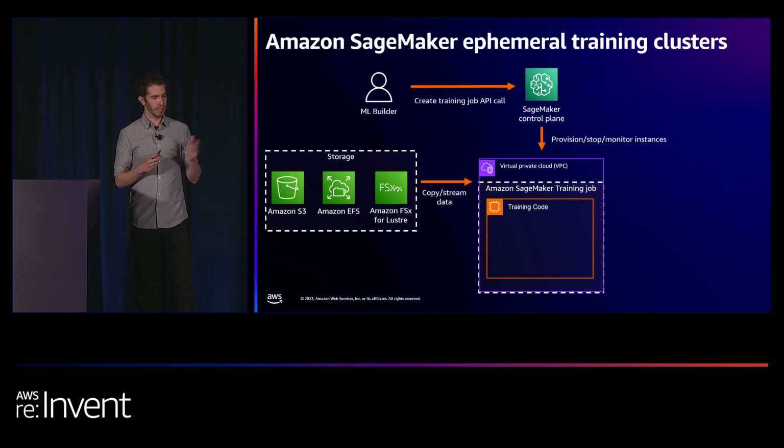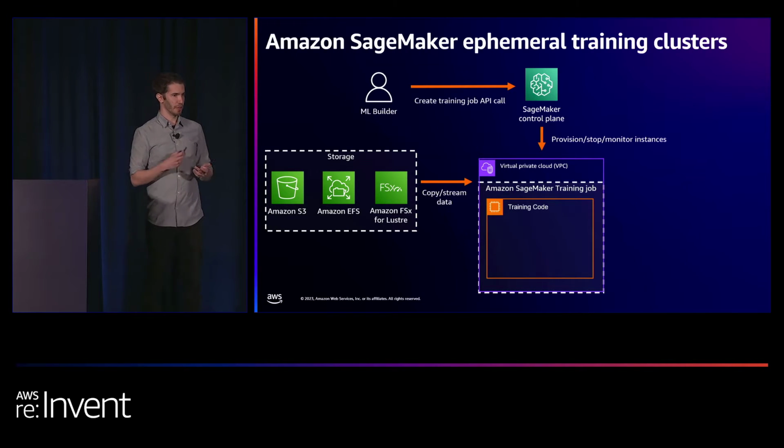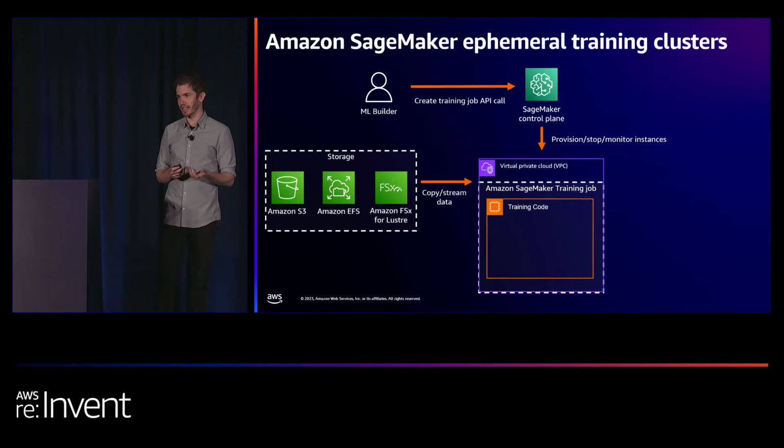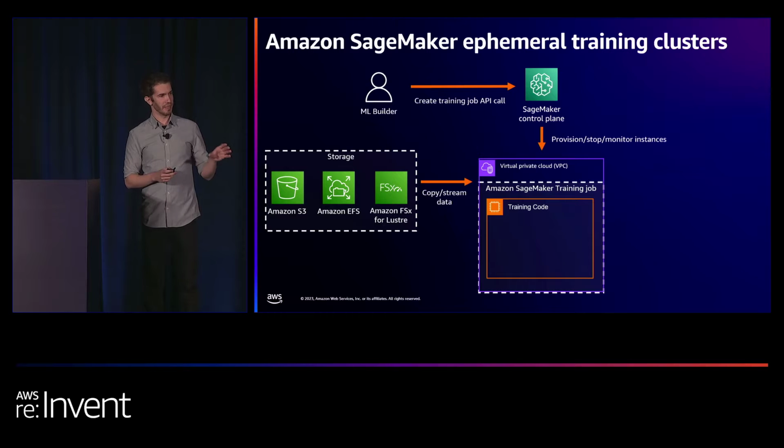SageMaker will then load data from S3, EFS, or FSx for Lustre, and you have options to either copy or stream the data. Depending on your dataset size, one of those might be more applicable. But again, and you'll hear this theme again and again, while SageMaker provides great options for getting started and moving quickly, you also have the flexibility to do what you want and load data from other sources.